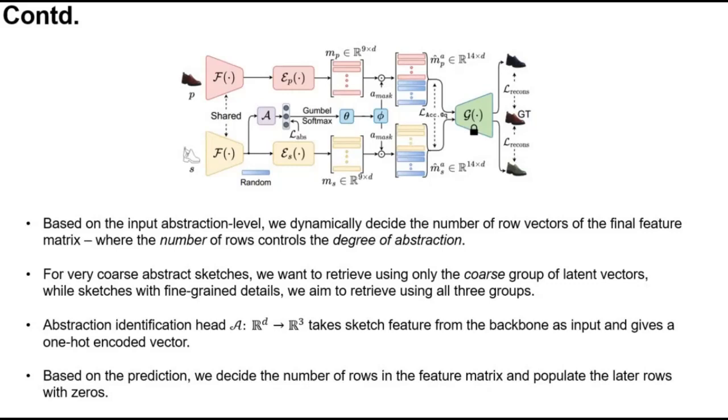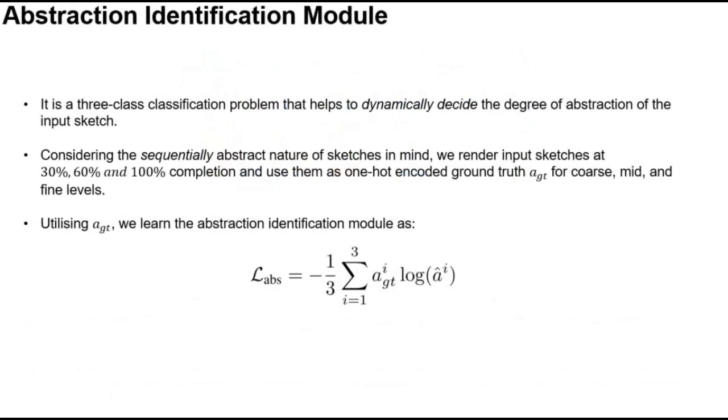The abstraction identification head takes the global average pooled sketch feature from the backbone as input and gives a one-hot encoded vector indicating one abstraction level among three: coarse, medium, or fine. So identifying abstraction level is a 3-class classification problem that helps to dynamically decide the degree of abstraction of the input sketch, thus dictating the cardinality of effective rows in the feature embedding matrix. Considering the sequential abstract nature of sketches in mind, we render input sketches at 30, 60, and 100% and use them as one-hot encoded ground truth for coarse, mid, and fine level of abstraction.